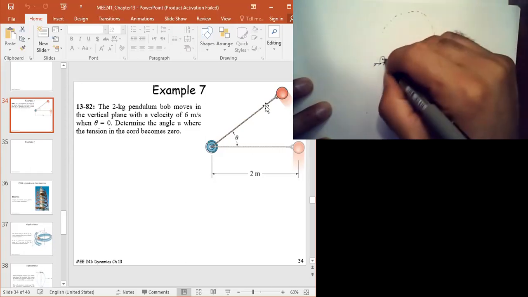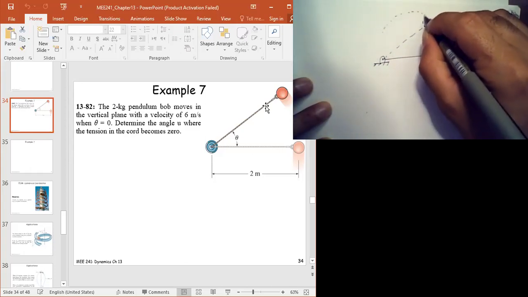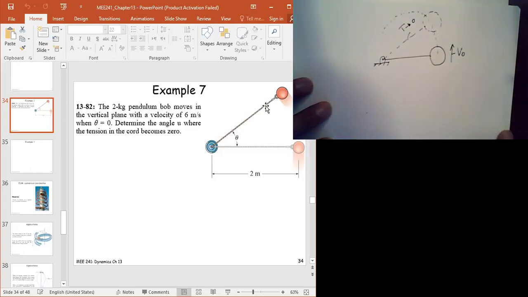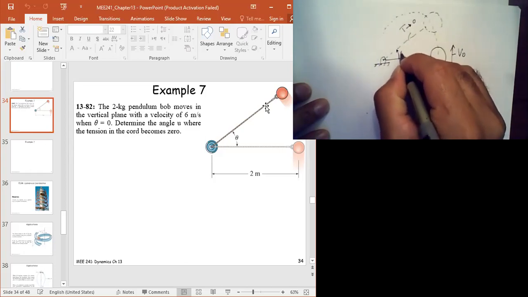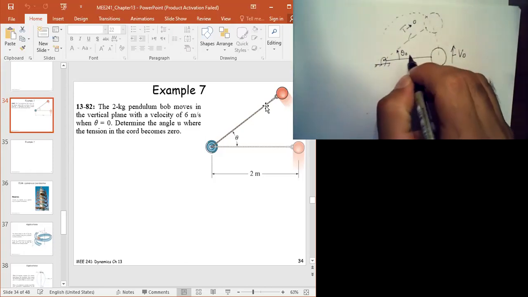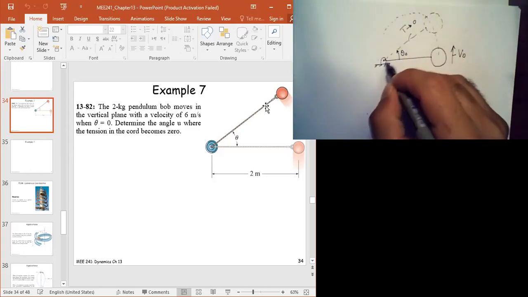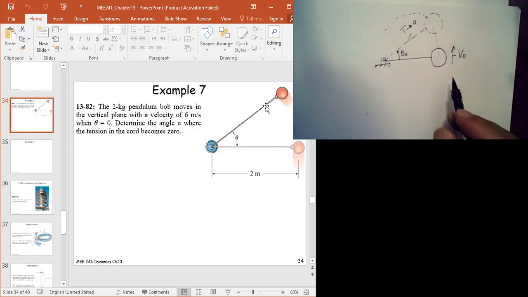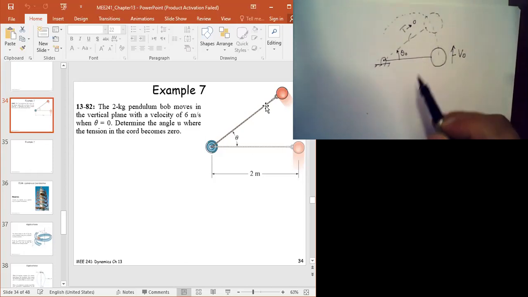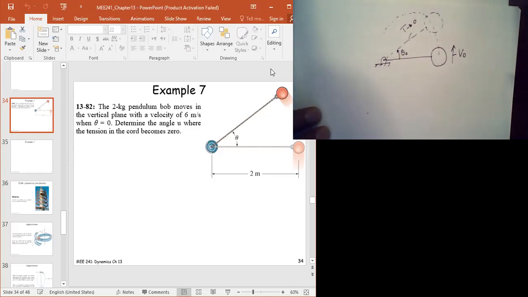So at some point here, the tension in the cable will go to 0. We need to find this angle, theta. Let's call that angle theta 0. We need to find that angle. So we have to do a free body diagram, somewhere in the middle where we have all the forces, and then look at the accelerations to see how we can compute the angle when T goes to 0. Okay, so let's do a free body diagram on this.